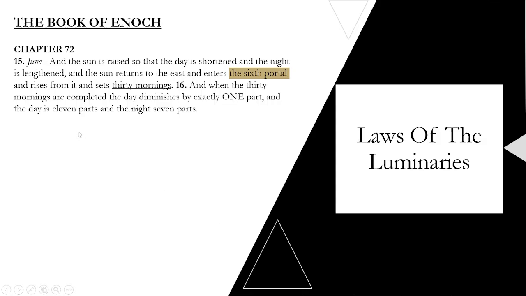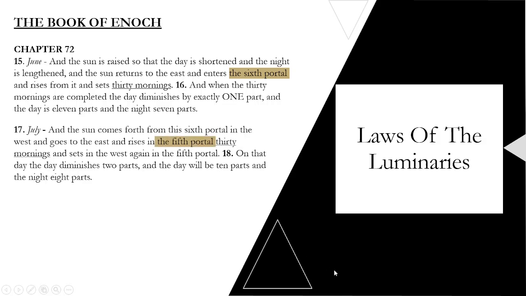We're in the month of June. So now we're in summer. And the sun is raised so that the day is shortened and the night is lengthened. And the sun returns to the east and enters the sixth portal. Whenever there's an intercalary day, the sun uses that same portal again for 30 mornings. So the sun returns to the east and enters the sixth portal and rises from it and sets 30 mornings. And when the 30 mornings are completed, the day diminishes by exactly 1 part, and the day is 11 parts, and the night is 7 parts.